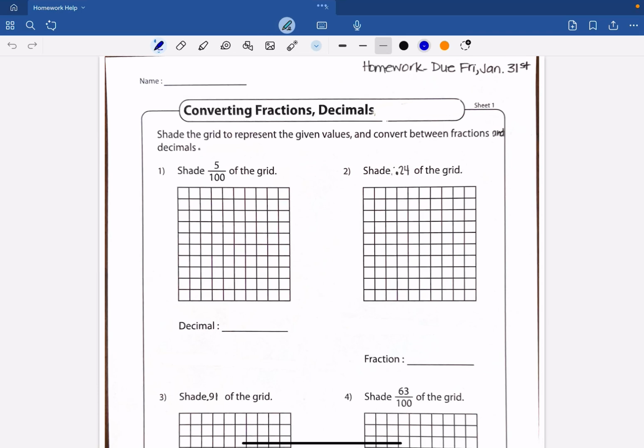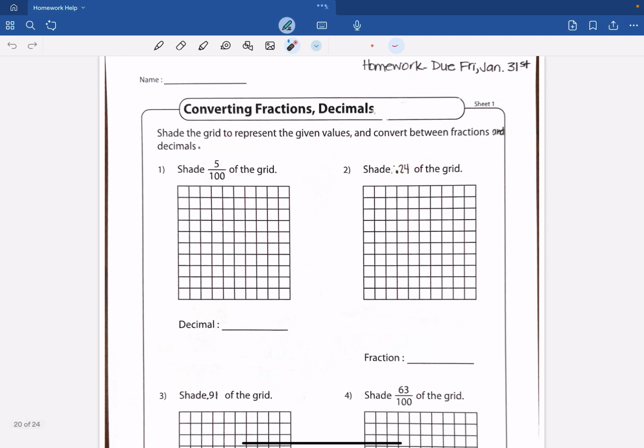Welcome back. For this video today, we're going to be looking at converting fractions, decimals, and then something got shaded out here. My guess is there was also going to be a section for percents, but we decided to pull that off so we could focus on just these fractions and decimals.